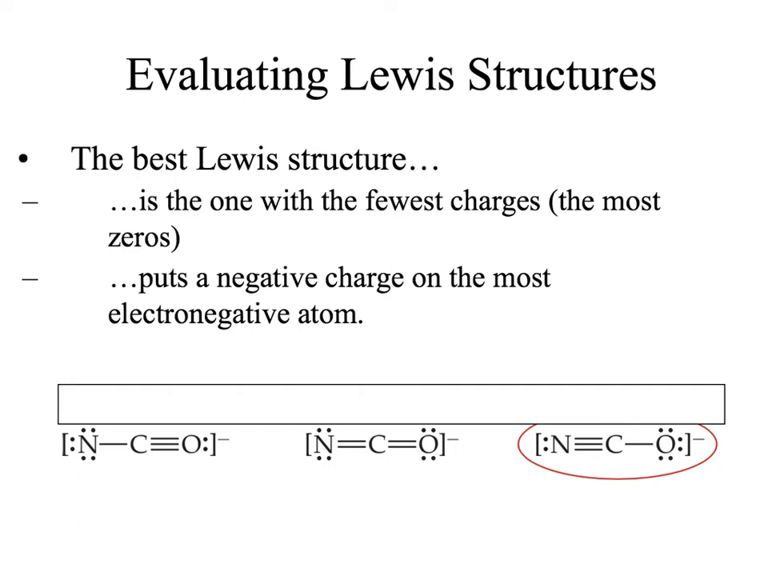So as I said earlier, the best Lewis structure is the one with the fewest charges, which means the most zeros. And also the best Lewis structure is the one that ends up putting the negative charge on the most electronegative atom. So if we were to evaluate this down here, let's write in our potential. This has 5 valence electrons, this has 4, this has 6. That's going to be the same for each one.